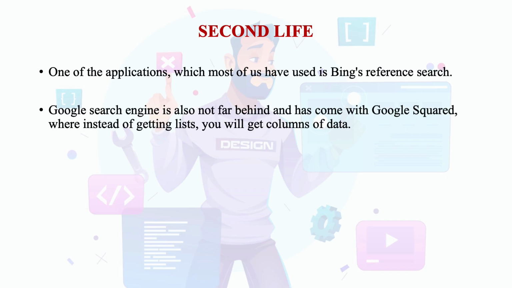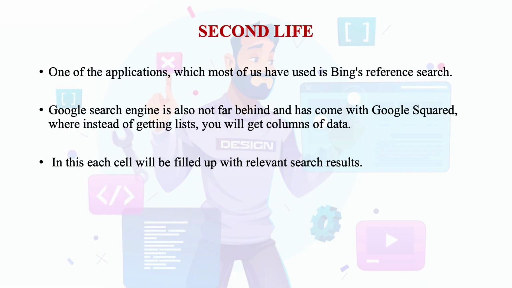Google search engine is also not far behind and has come up with Google Squared, where instead of getting lists, you will get columns of data. So they are also in the research and they are also coming up with a new browser for the Web 3.0 websites. In this, each cell will be filled up with the relevant search results and you'll be getting the multimedia like a kind of sheet, Excel sheet kind of thing, wherein you can find the information.